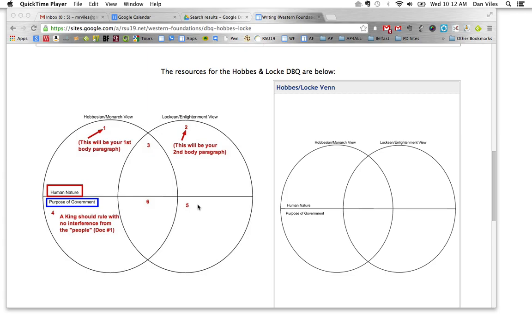Some of these documents can be placed in more than one section of the Venn. They might speak to both a view of human nature and a purpose of government. It might be different sections of one document that you can plug into 2 sections. It is also possible that a document is very difficult to understand exactly where it fits. It may seem like it wants to be in multiple spots for multiple reasons, and you really have to think hard about where is the best place for that document. If you have any questions, by all means come see me in homeroom or see me next time in class.